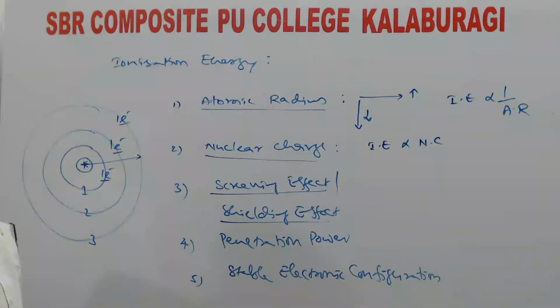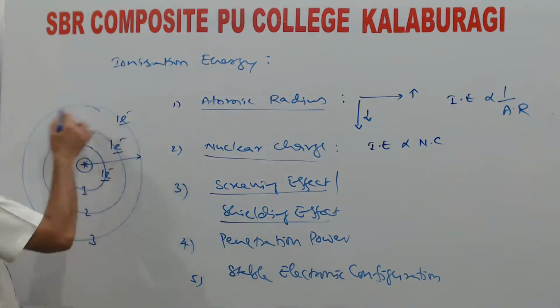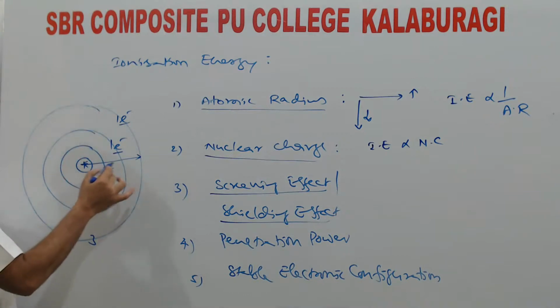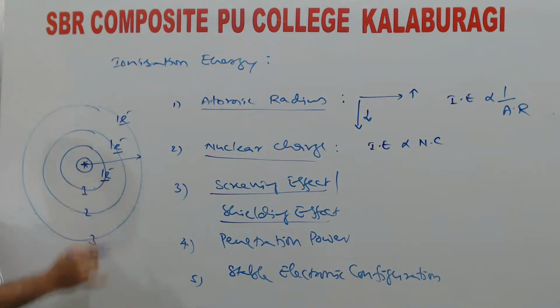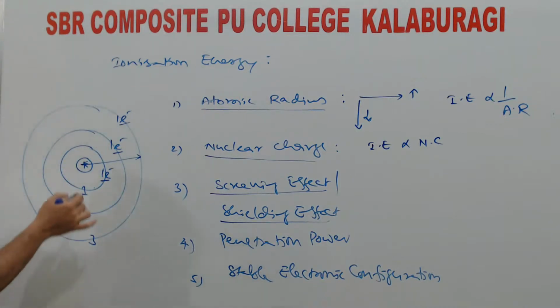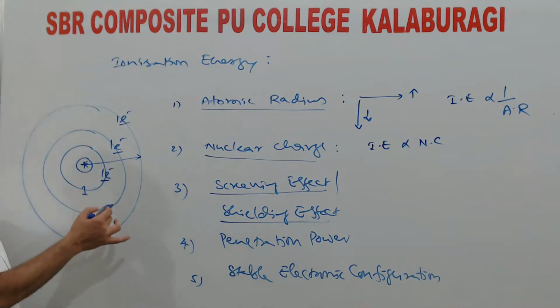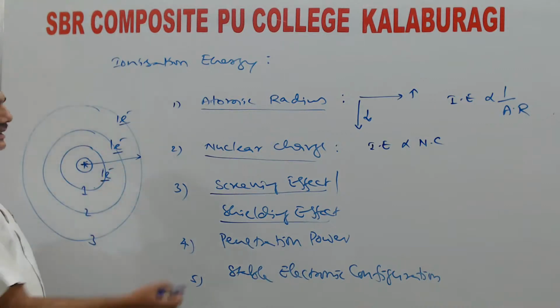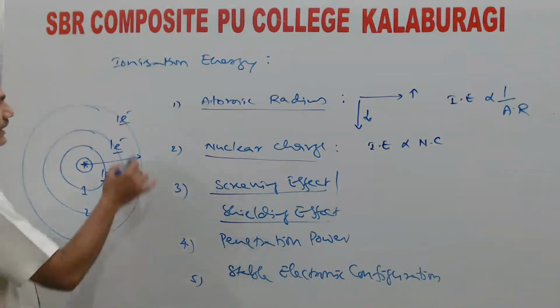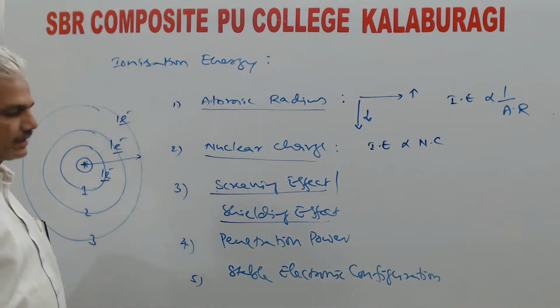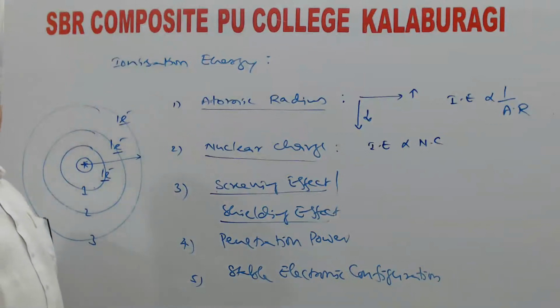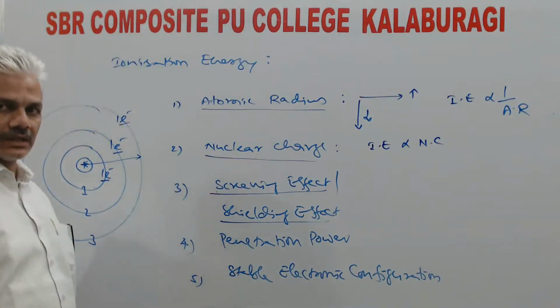So not only distance, one more factor also comes into picture. Between the outermost orbit and the nucleus, there are inner orbits and inner electrons. What these inner orbits and inner electrons do is they absorb the magnitude of the nuclear force of attraction. So indirectly, inner orbits and inner electrons are acting as screens or shields for the outer electron and outer orbit from the nuclear force of attraction. So this particular phenomenon is called screening effect or shielding effect.